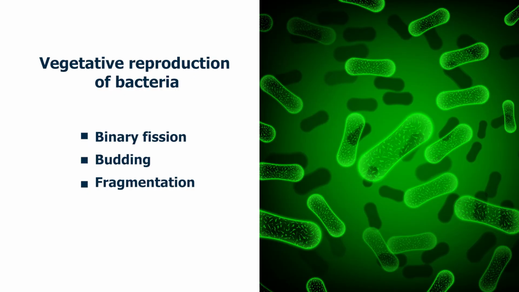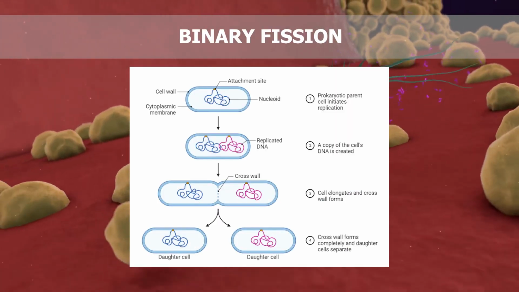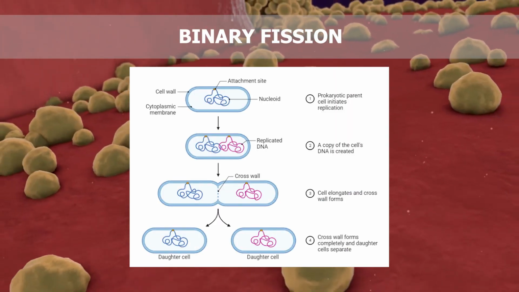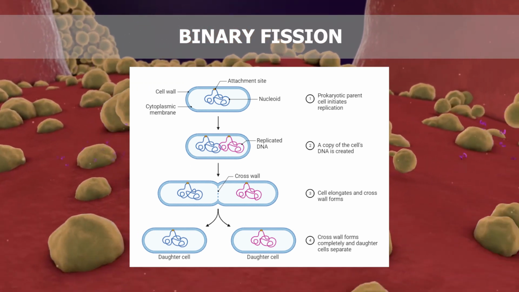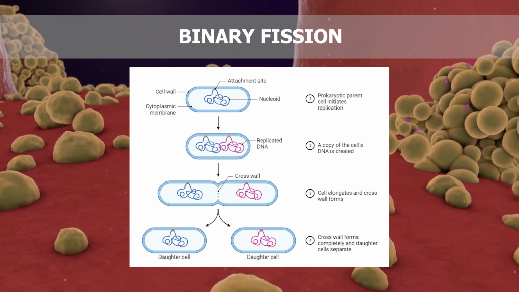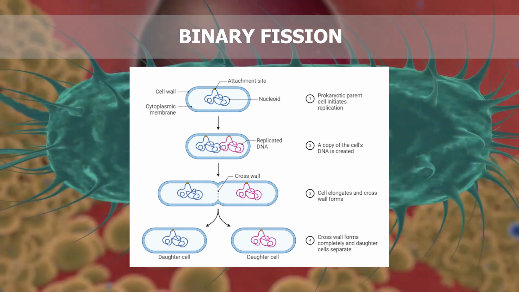Vegetative reproduction of bacteria occurs by binary fission, budding and fragmentation. Binary fission is the most common mode. In this mode, firstly bacterial DNA replicates and forms a duplicate copy of DNA. The DNA moves towards the poles and from the center a notch is formed which divides the cell into two.